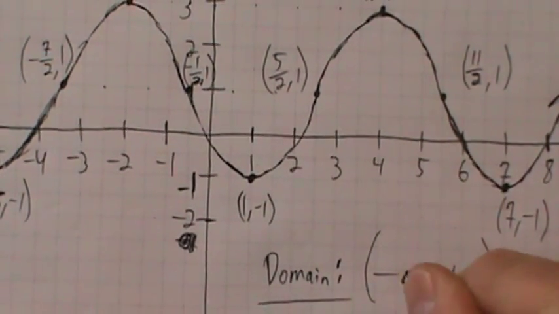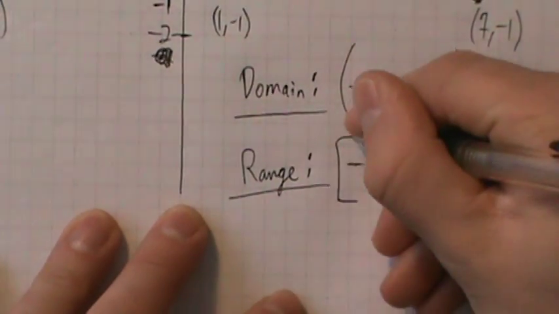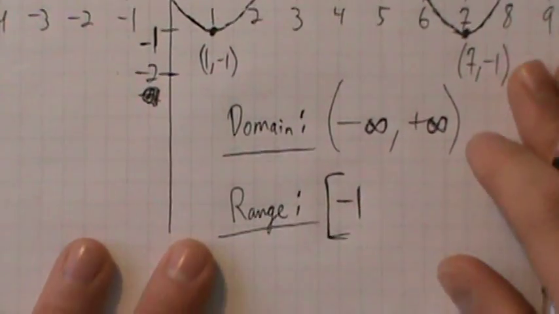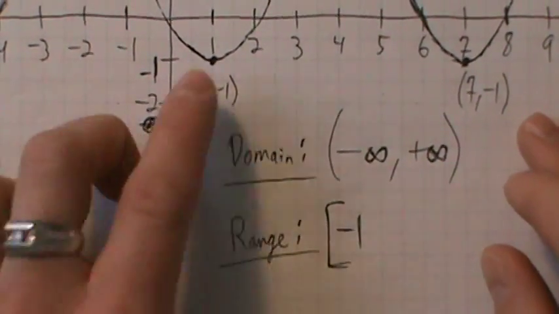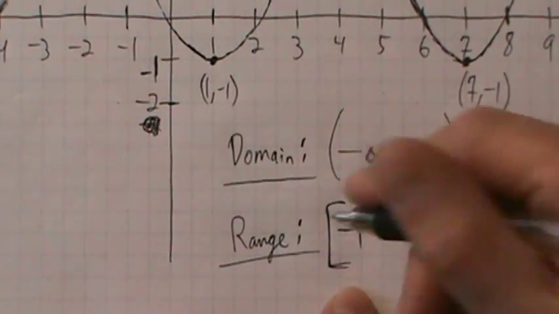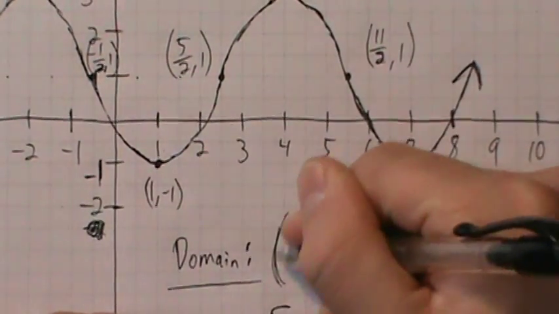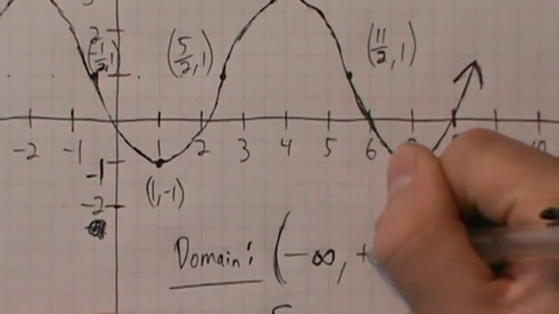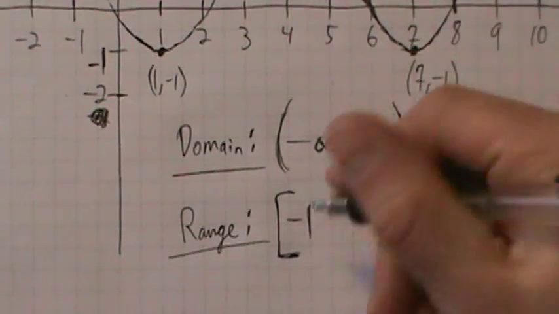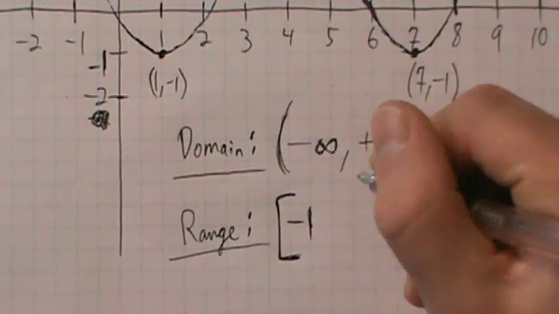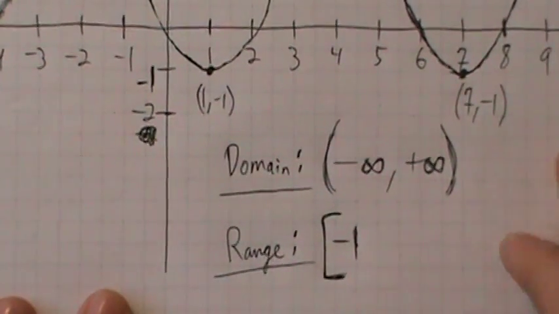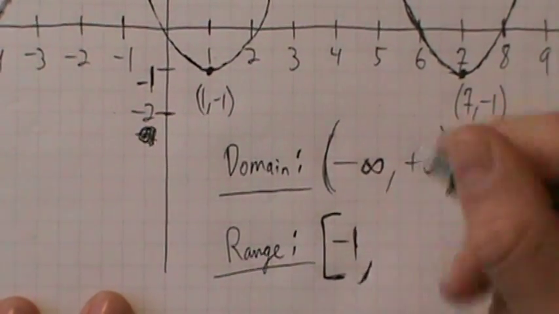So negative 1, put a square bracket, because the function actually does get that value, so we do put a square bracket. And then always put round parentheses on infinities here. Negative infinity and positive infinity always get round parentheses. Always, always, always. Here, negative 1 gets a square bracket because it's part of the range. Comma, what's the largest y value?